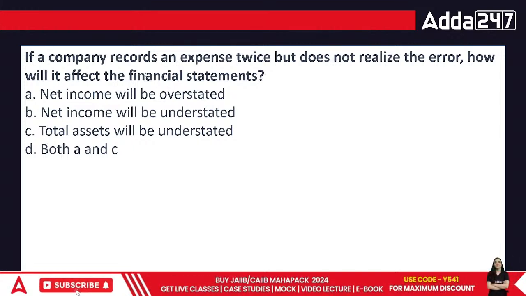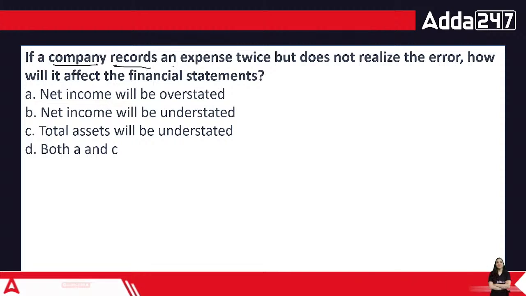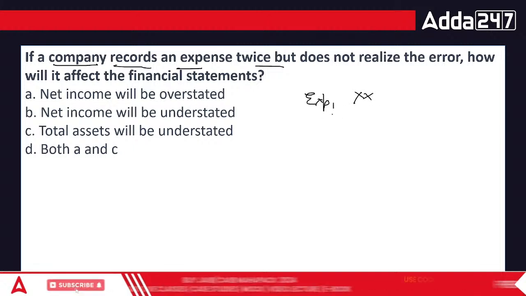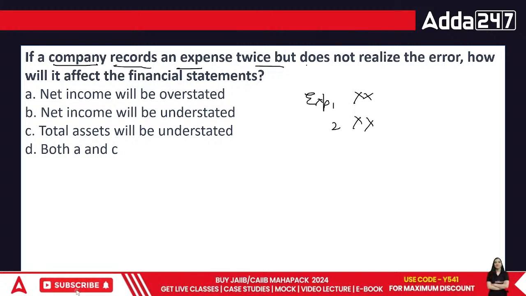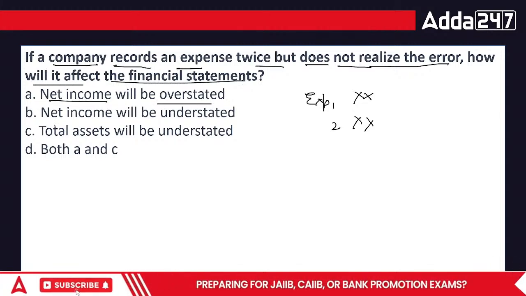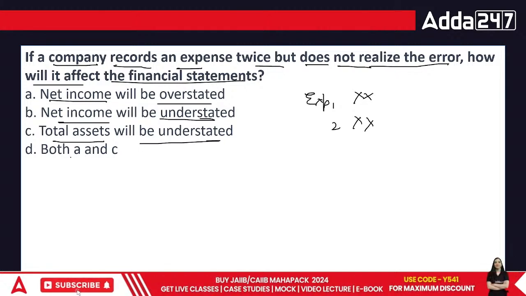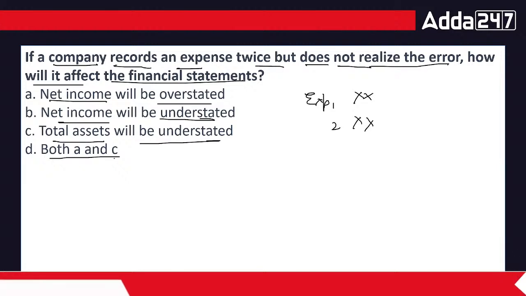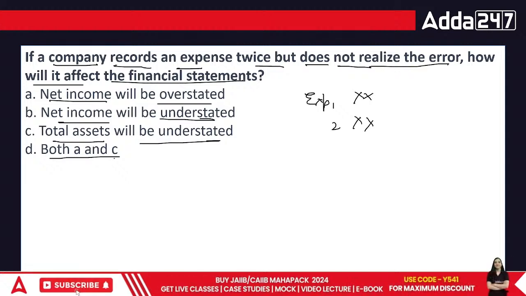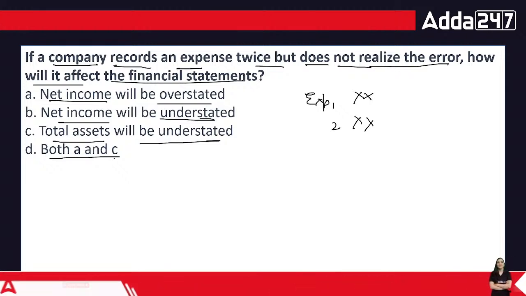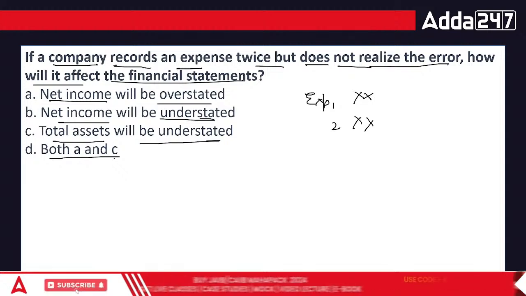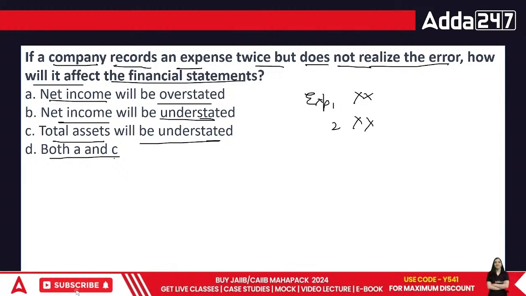Comes the next question, everyone. If a company records an expense twice, so there was an expense which was written one time and then two times, but does not realize the error, how will it affect the financial statements? Net income will be overstated, net income will be understated, total assets will be understated, or both A and C. What would be the answer, everyone?